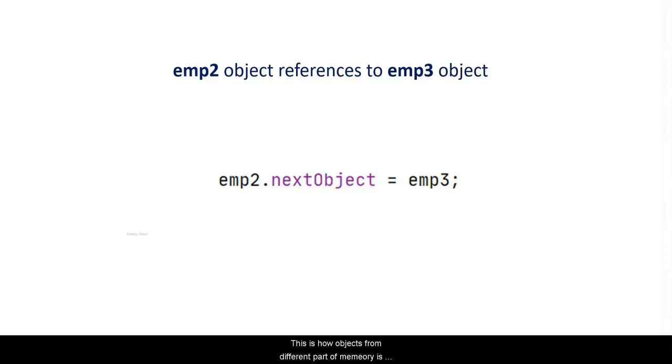This is how objects from different parts of memory are aligned together. In the next lecture, I will show you the linked list implementation code. That will help you to understand the concept further. See you there.